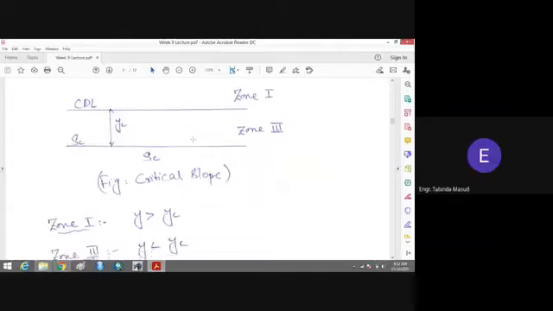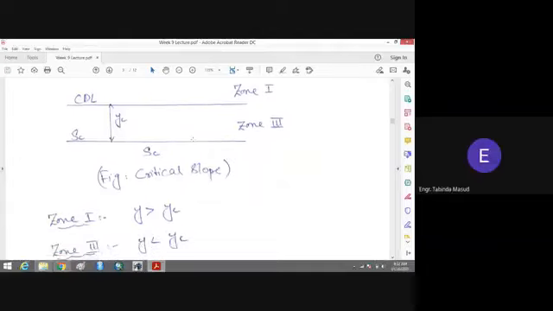In this way, you can also define the horizontal slope and the adverse slope. When we discuss the flow profiles, we will discuss the horizontal and adverse slope also. What are the horizontal and the adverse slopes? For horizontal slope, we say that the slope is equal to 0.